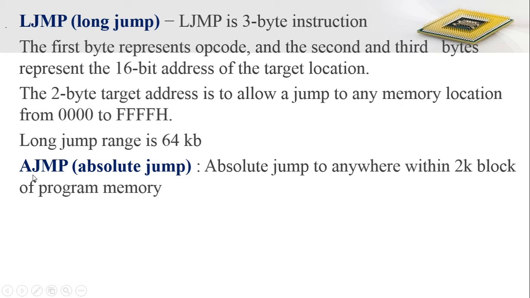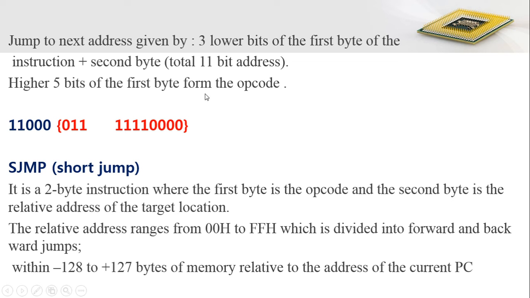Similarly, we have another unconditional jump, the absolute jump instruction, represented as AJMP. This absolute jump indicates a jump within a 2 KB memory space. It jumps to an address given by the 3 lower bits of the first byte of the instruction plus the second byte, a total of 11 bits.